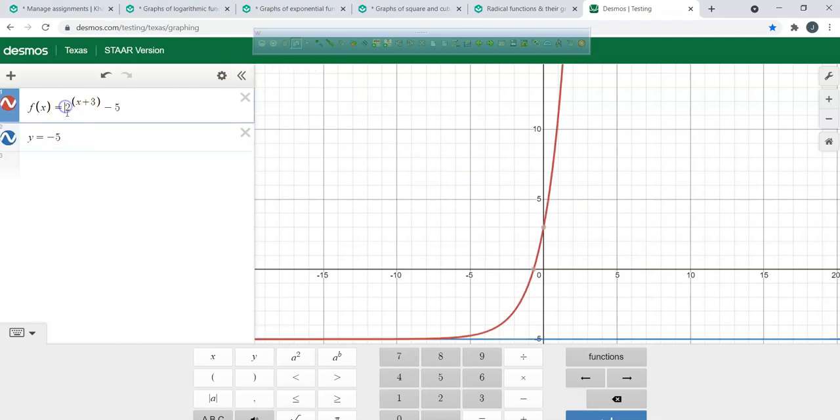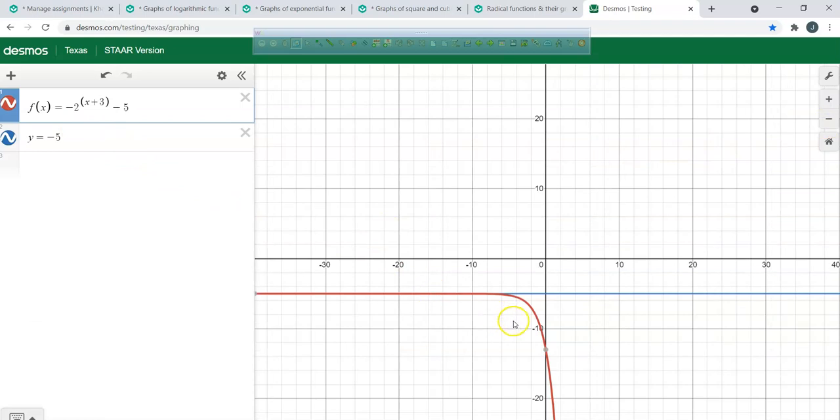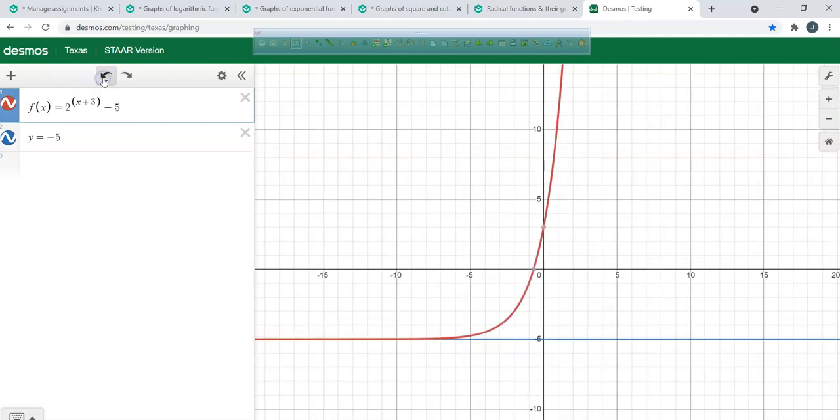Look what happens if I put a negative on the outside of this. Look what happens to the graph. What does a negative on the outside do to the graph? Does it change your asymptote? No. But what happened in my graph? It went from this to this. So what does it reflect across? It's reflecting it across the x-axis.